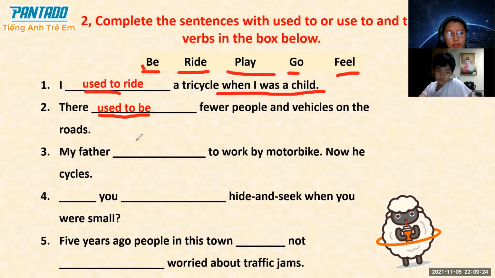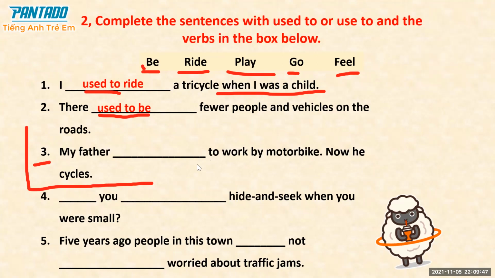How about number 3? Can you try to answer number 3? My father blank go to work by motorbike. Now we cycle. So what will be the best verb using used to there? Go. Yeah, used to go. Don't forget that we need to write used to go.